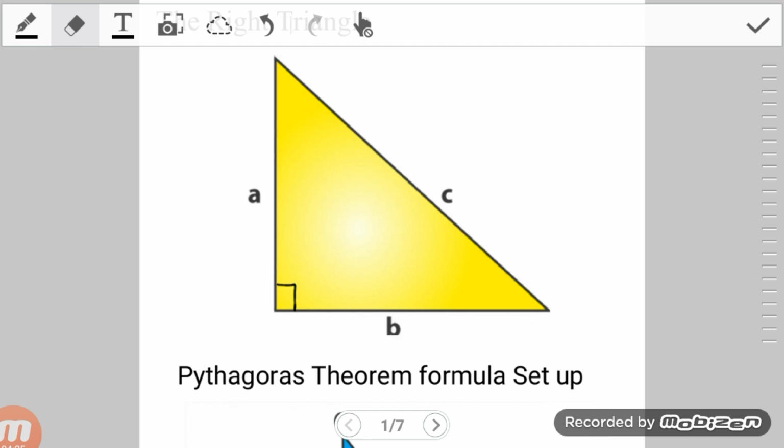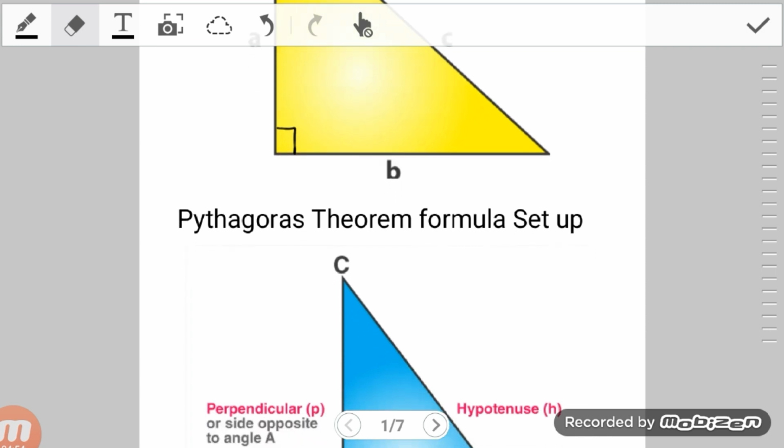Now I can interchange the letters if I want to, but interchanging the letters would mean you would also have to interchange the letters being used in the formula. So to ensure that we have a level of consistency, I particularly just stick with naming the slant side c and the other 2 sides a and b.